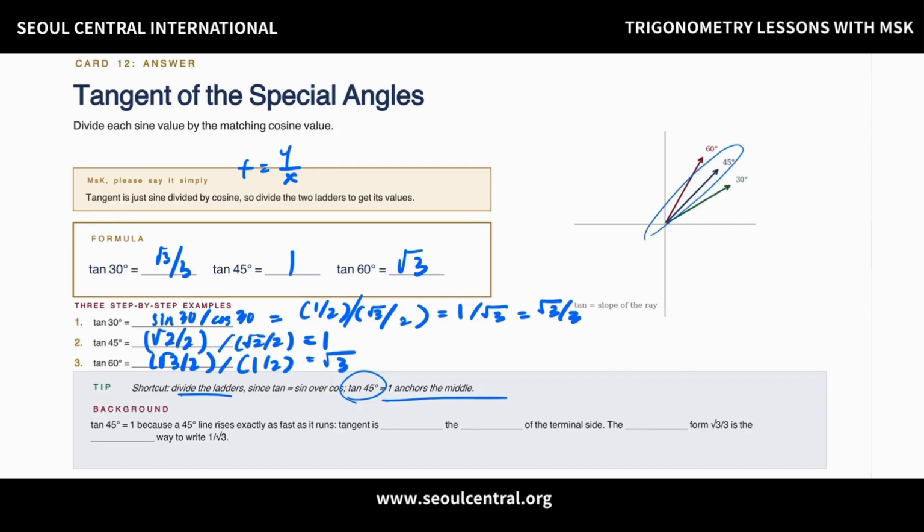And tan 45 again just equals 1, that solid middle. Tan 45 equals 1 because at 45 degrees, that line rises exactly as fast as it runs. So the tangent is literally the slope of the terminal side. And the rationalized form, square root 3 over 3, is just the conventional way to write 1 over square root 3.